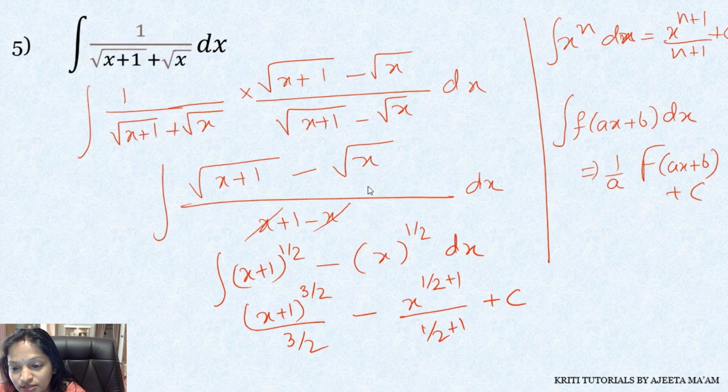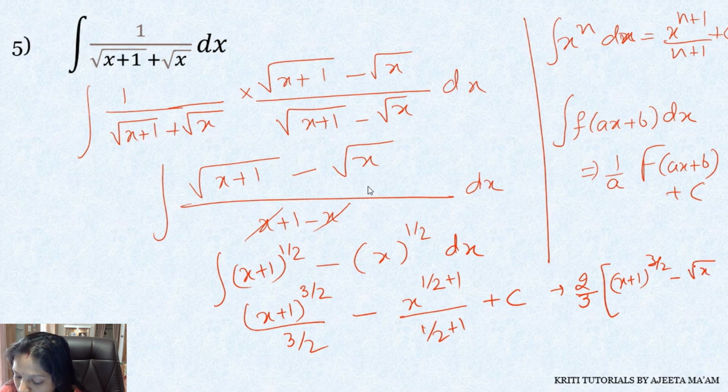So what will you get here? We will get simply 2 by 3, which will be there for both the terms. x plus 1 raised to 3 by 2 and minus root x, x raised to 3 by 2. Right, plus c. So this is how we make the questions simple and easy to understand. This is the easiest way, students, that I am saying, and I mean it, right? So this is how you get the answers.